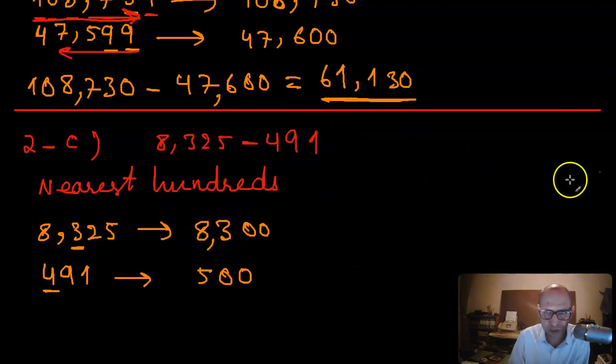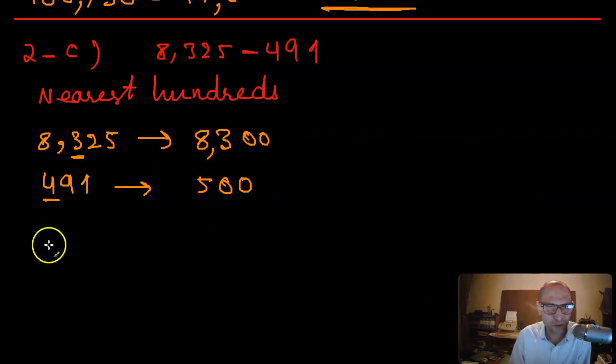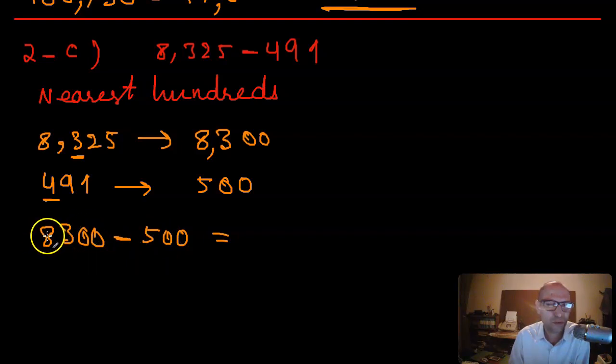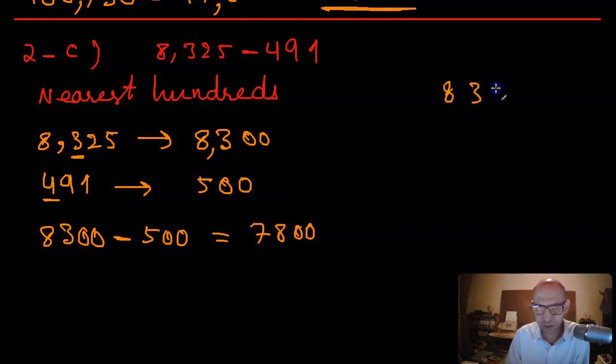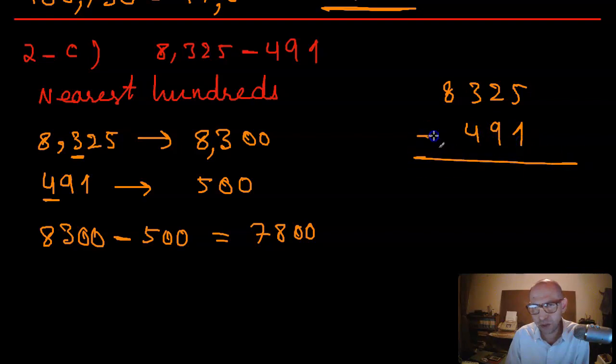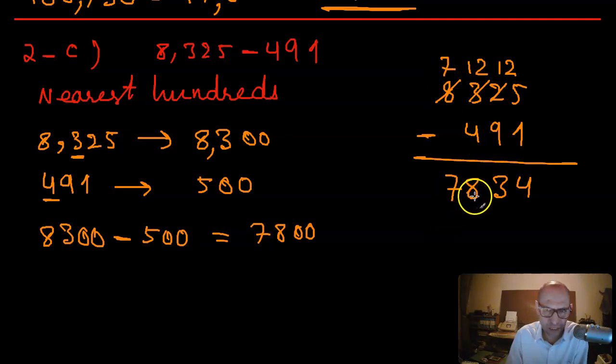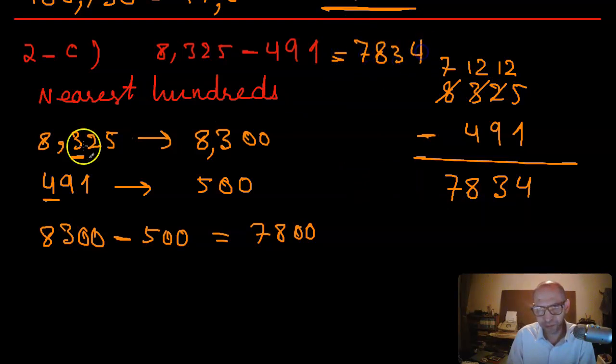And so this is a subtraction. 8,300 minus 500, so you have the 200 over there, so 8,000 minus 200 is 7,800, right? Whereas if you did the actual calculation, 8,325 minus 491, 5 minus 1 is equal to 4. Borrow from here: 7, 13, 12, and 12. 12 minus 1 is equal to 3, 12 minus 4 is equal to 8, and then 7. So that's 7,834. This is 7,800, so there is a difference of 34.